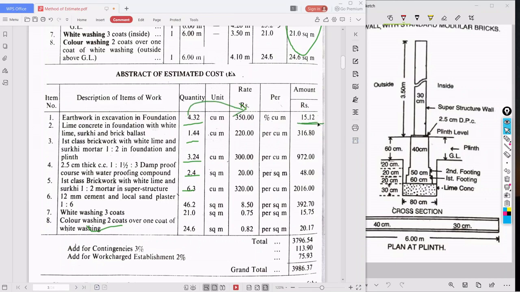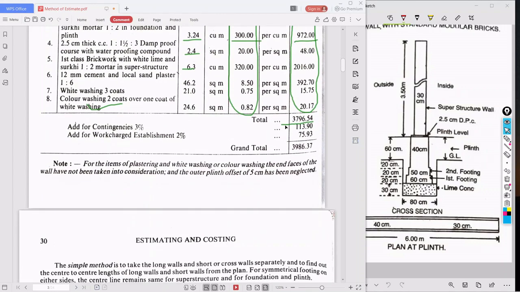Okay, so once you tabulate this, just multiply the quantity and the rate, and you get the amount, that is 15.12. So 1.44 into 220, that is 316. 3.24 into 300, it is 972 rupees. So once we multiply with the rates mentioned in the SR book, we get the total cost for that building, for that wall. So we will require 3796 rupees.